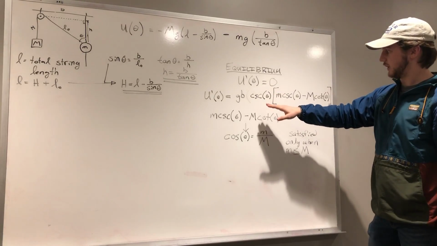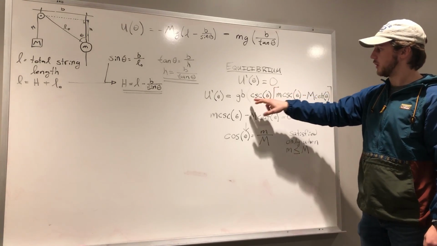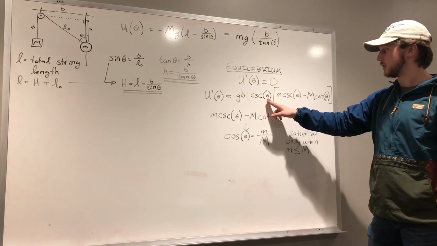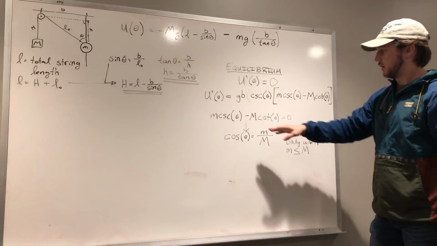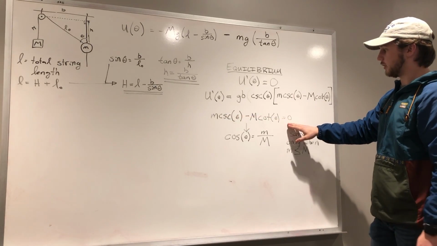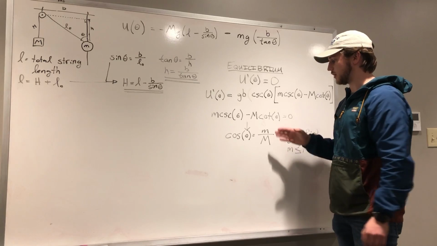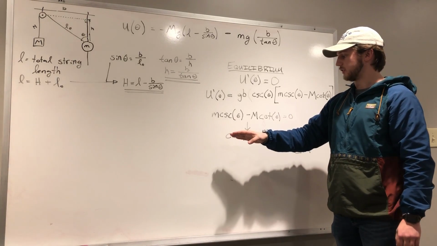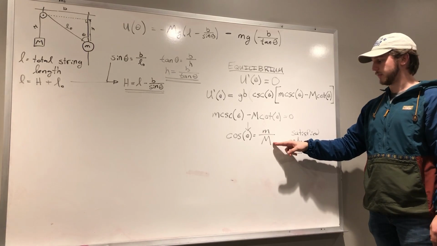Now, it's worth noting that when we're setting this equal to 0, cosecant theta can never be equal to 0. So this is the term that we're most interested in. When you set this equal to 0, you can rearrange this, and skipping a bunch of algebraic steps here, we can say that cosine theta is equal to little m over big M.